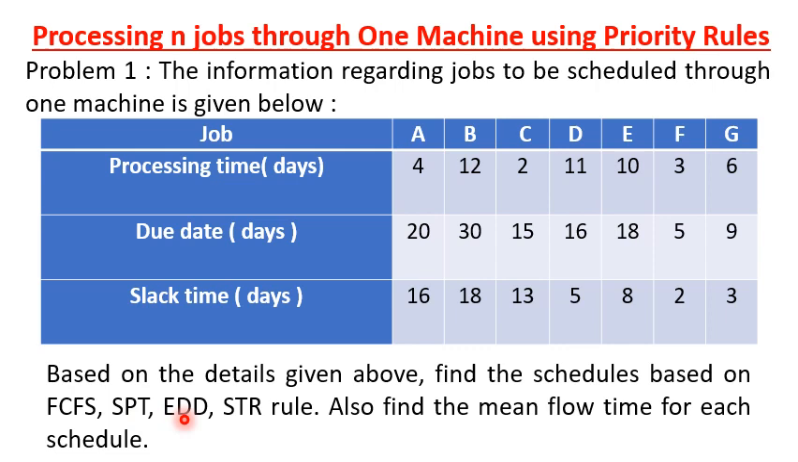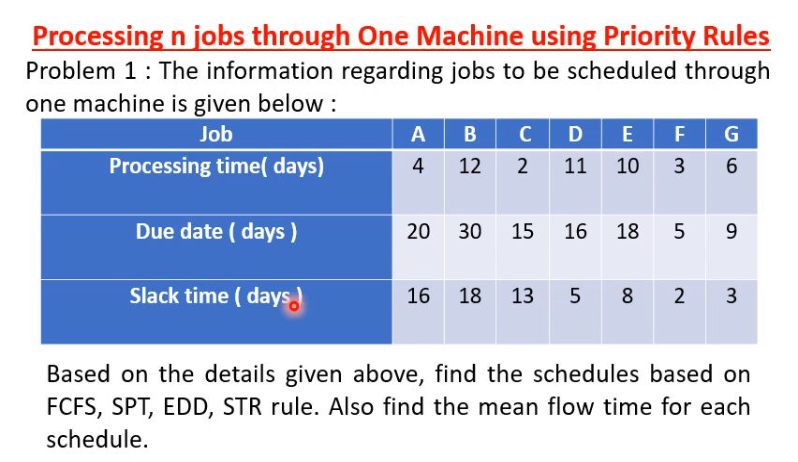In the EDD rule, the earliest due date rule, the job which has the least due date, which means the one that has to be delivered earliest to the customer, will be processed first. In the STR rule, the job having the least slack time is the most urgent job. So you can see here job F, for example, processing will be over in 3 days. The customer requires it by the end of the 5th day. So only 2 days of slack time is available. The minimum slack time is 2. It's the most urgent job which has the minimum slack time. So job F will be processed first in the STR rule, the slack time rule.